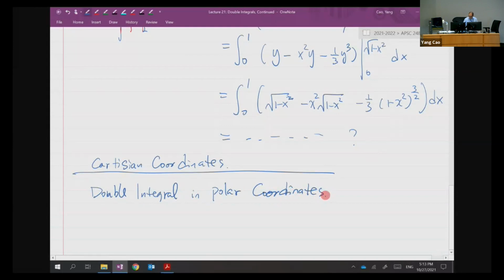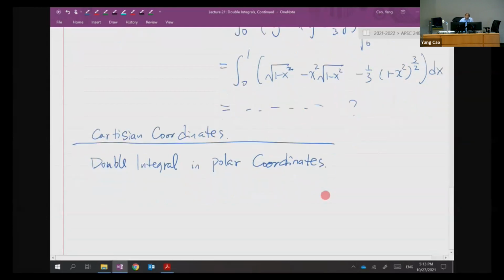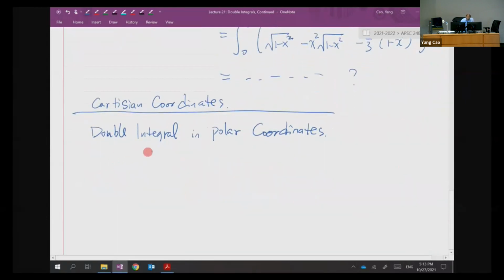And we'll come back to this question and we'll see how the introduction of polar coordinates will actually simplify the computation of this question. So polar coordinates, I believe you have learned already, probably in your dynamics, or maybe in other course topics. As a matter of fact, I think we learned a little bit in 246, right?